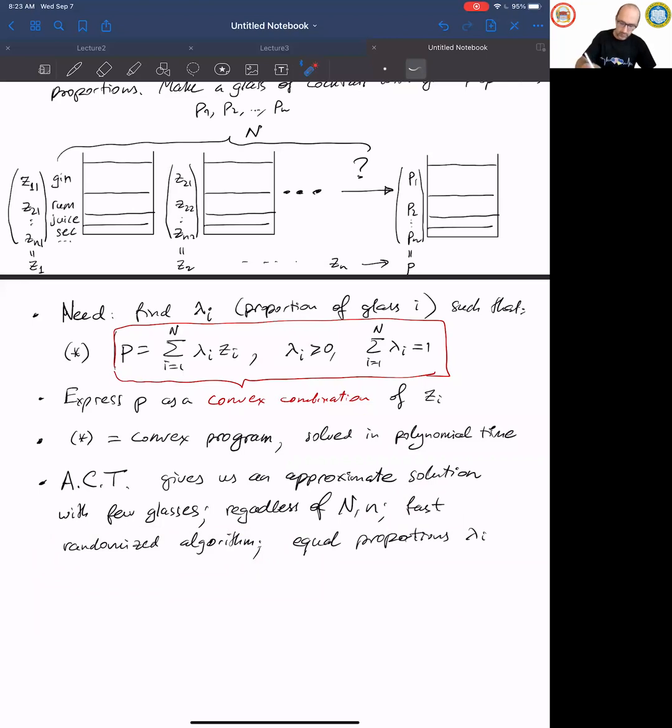So maybe let's make an important correction. Approximate Carathéodory Theorem improves this solution, or transforms this solution into an approximate solution with few glasses, and that does so by a fast randomized algorithm and so on and so forth. So this add-on is a fast randomized algorithm, but you have to solve the convex problem first.